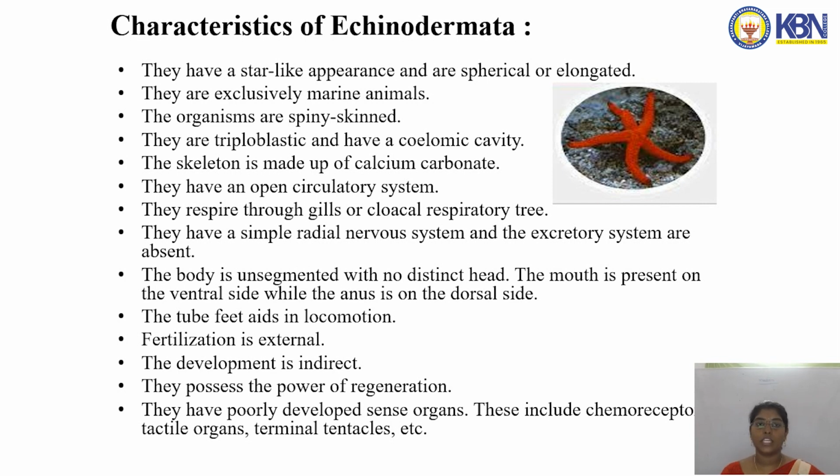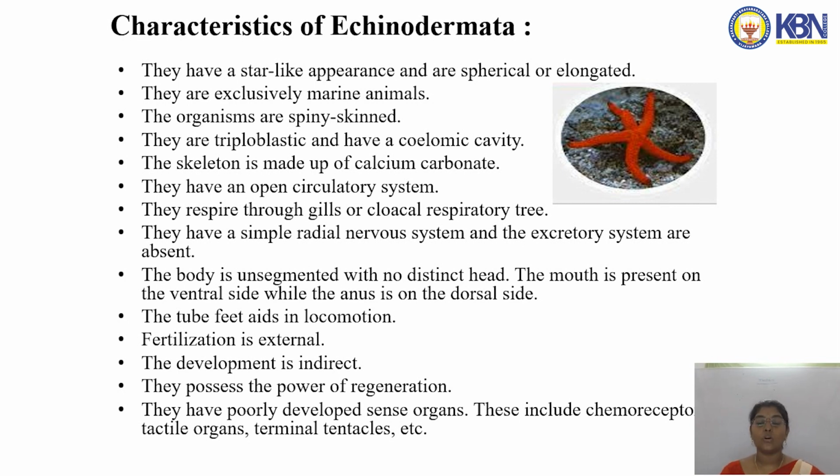Characteristics of Echinodermata. They have a star-like appearance and are spherical or elongated. They are exclusively marine animals. The organisms are spiny skinned. They are triploblastic and have a coelomic cavity. The skeleton is made up of calcium carbonate.